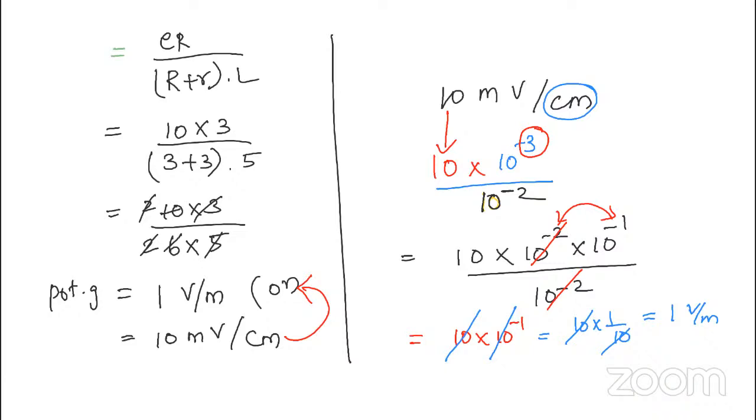So here in the options, it is option B. Correct? B is the right one. Yes, very good.